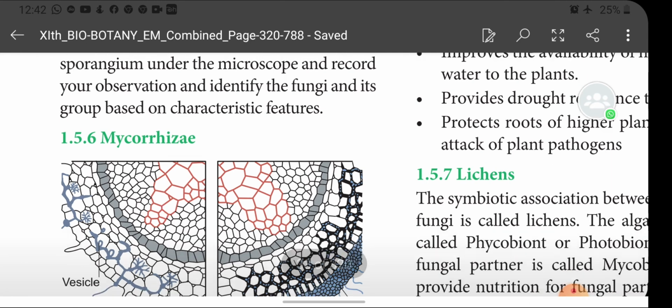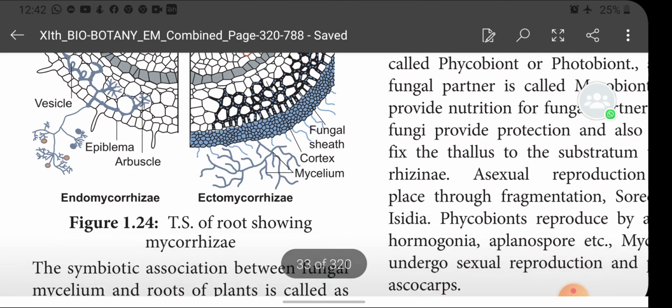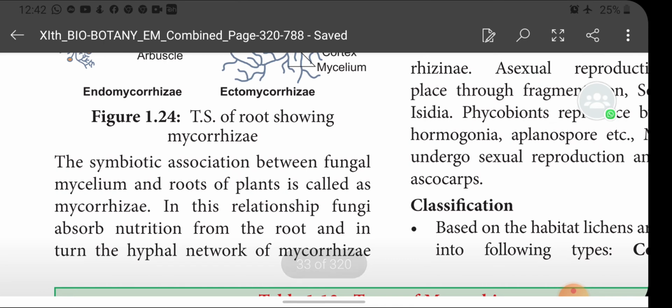Next I am going to teach mycorrhiza and lichens. These topics are the end of this lesson. Mycorrhiza: the symbiotic association between fungal mycelium and roots of plants is called mycorrhiza. This is a 2 mark question.